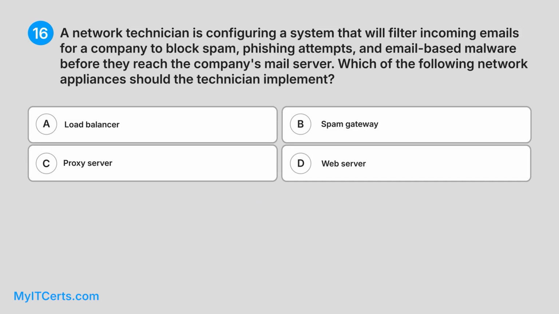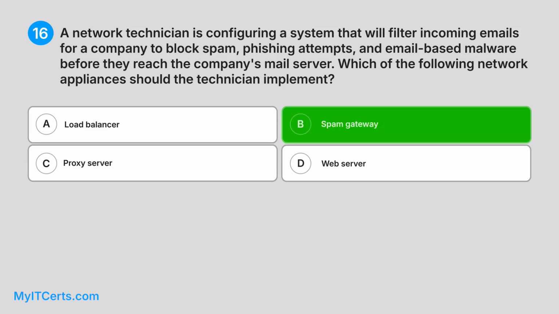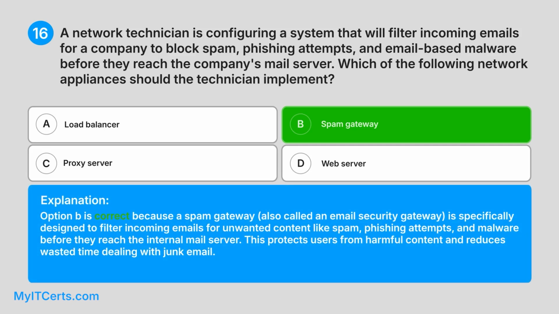Correct answer, B. Spam gateway. Explanation: Option B is correct because a spam gateway, also called an email security gateway, is specifically designed to filter incoming emails for unwanted content, like spam, phishing attempts, and malware before they reach the internal mail server. This protects users from harmful content and reduces wasted time dealing with junk email.